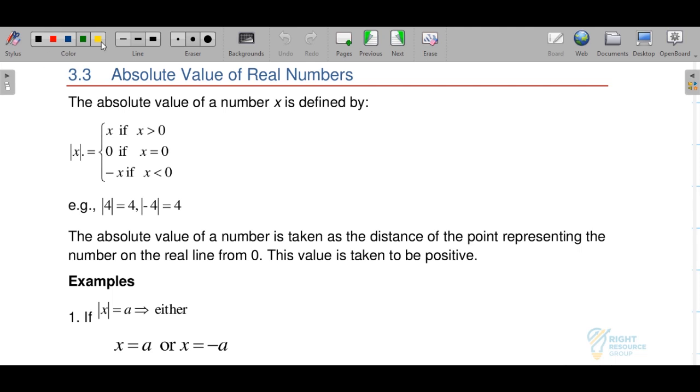So we are considering absolute value of real numbers in this video. We are looking at the definition of the absolute value of a real number, where we have what absolute value means. You could have x if x is greater than 0, 0 if x is equal to 0, and then minus x if x is less than 0.